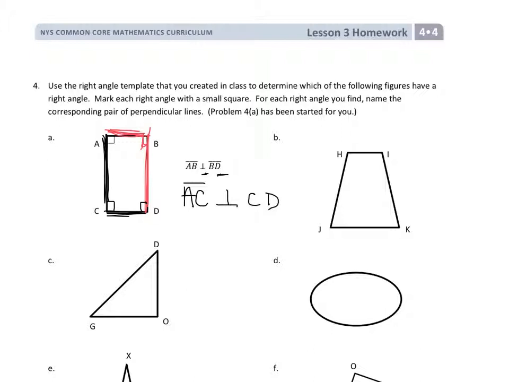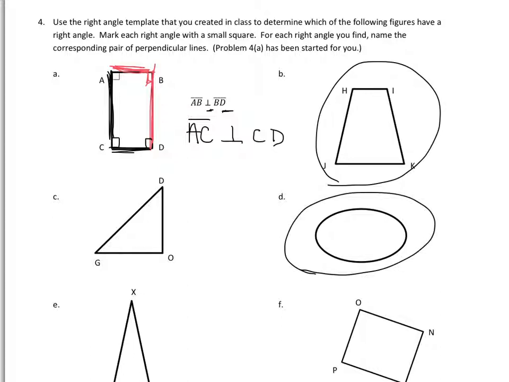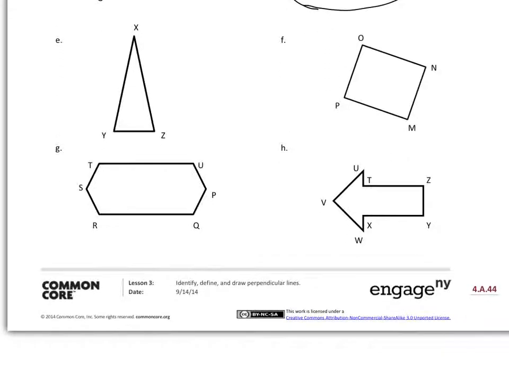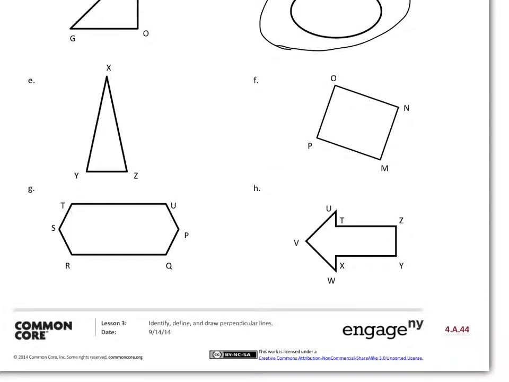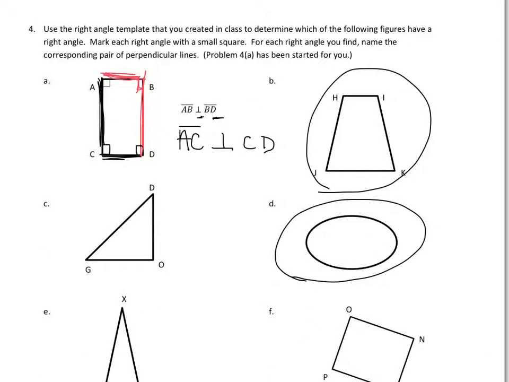So they started 4A. When they have a right angle, they're going to do that. If there are no right angles, students would just leave those alone. So for instance, you can see in B, they don't really have any right angles, so therefore they don't have any perpendicular lines. Same with D. Circles obviously are all curved lines, they wouldn't have those. And same with G. The rest should all have examples of perpendicular lines and right angles. So students would not only want to make the right angle, but name the perpendicular lines for each one.